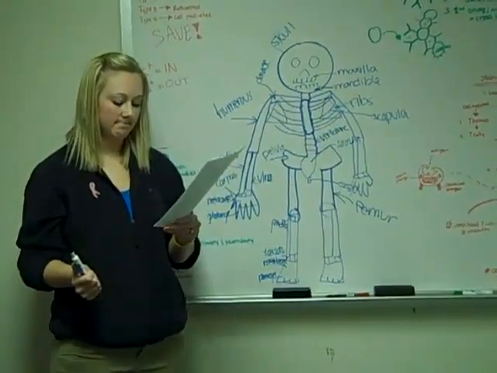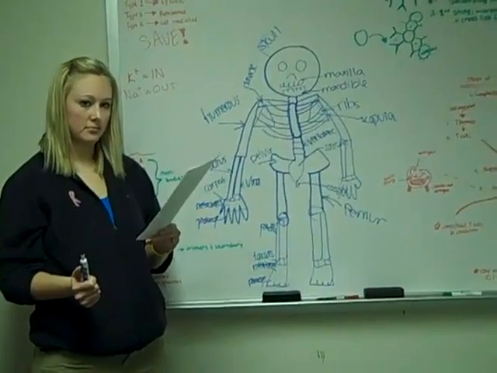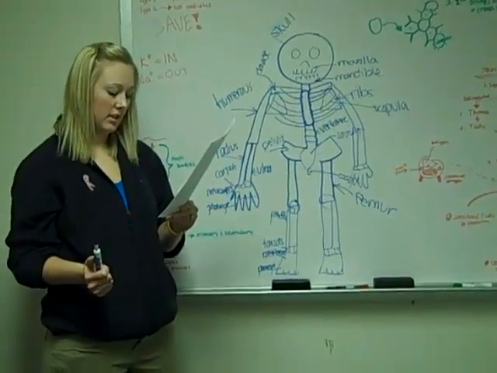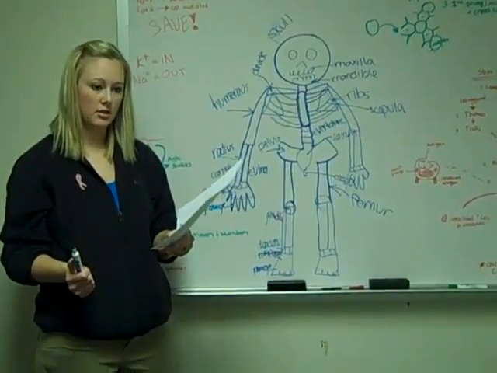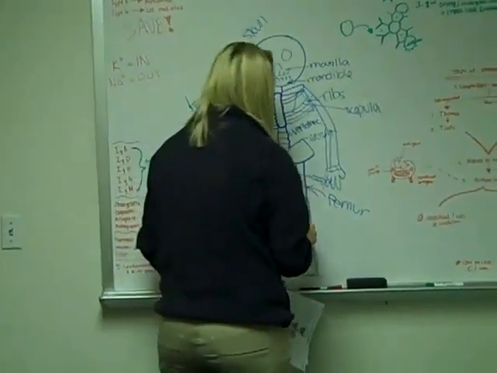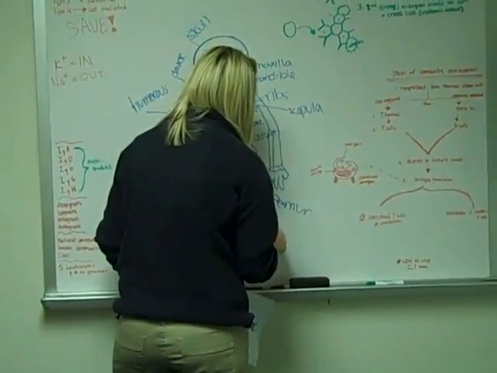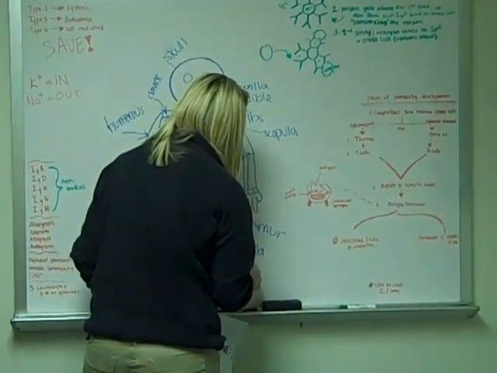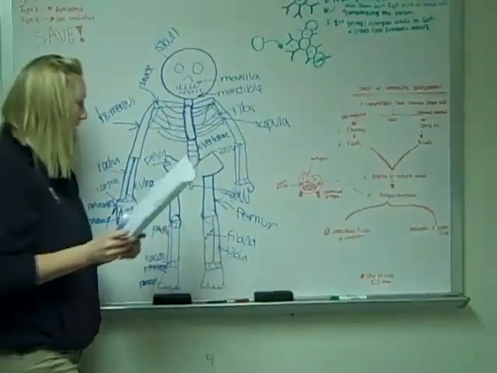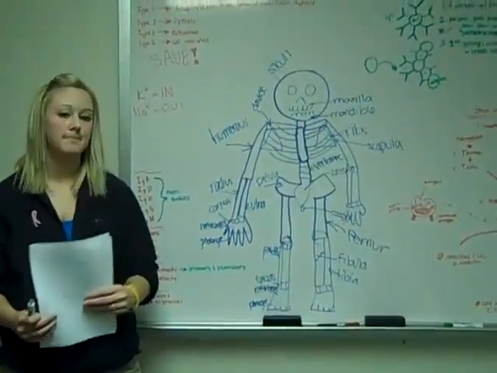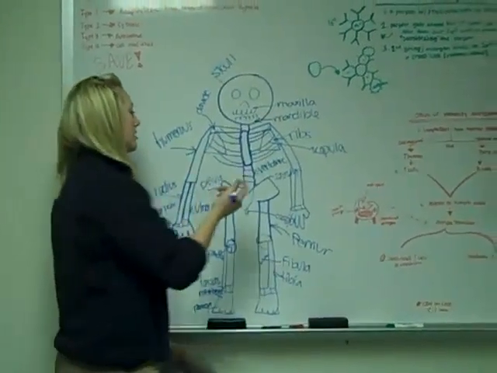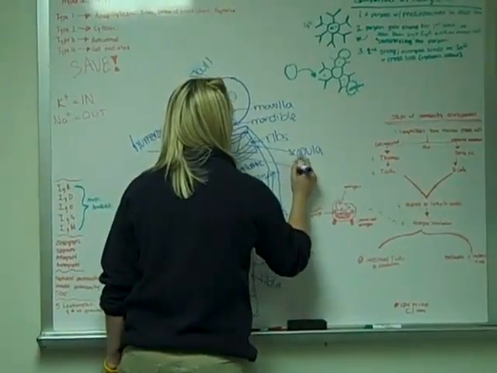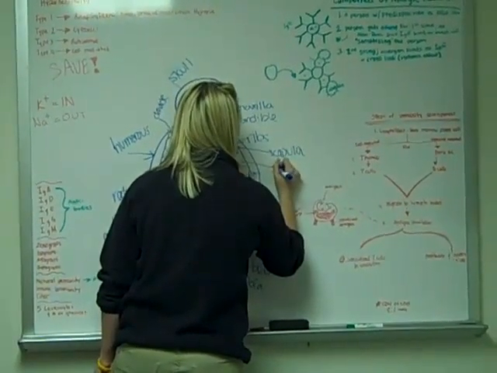Fibula and tibia. Fibula is the big one. And tibia is a little one. And last but not least, your sternum. Does anybody know what your sternum protects? Your heart. And your lungs. Yes.